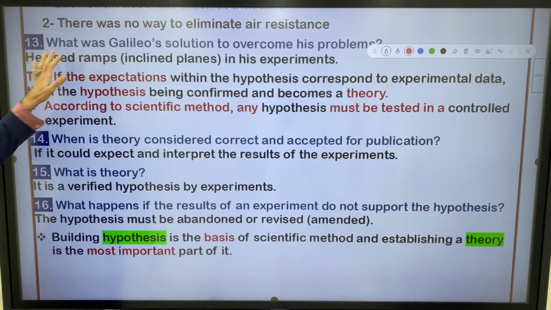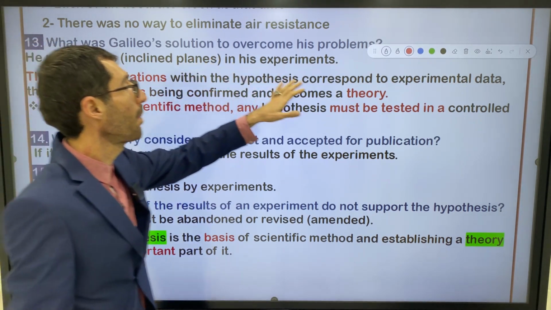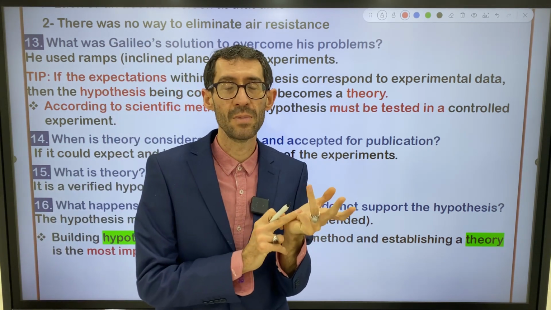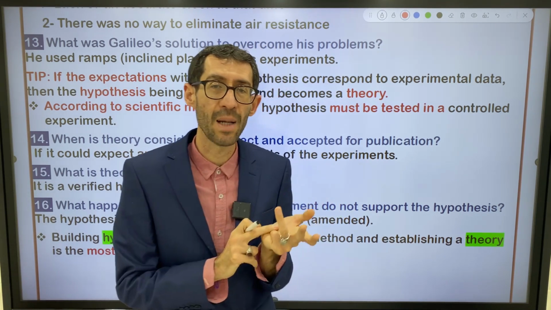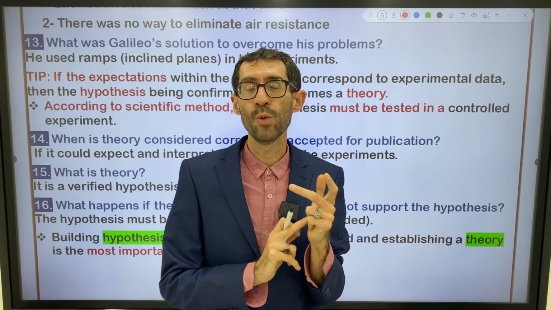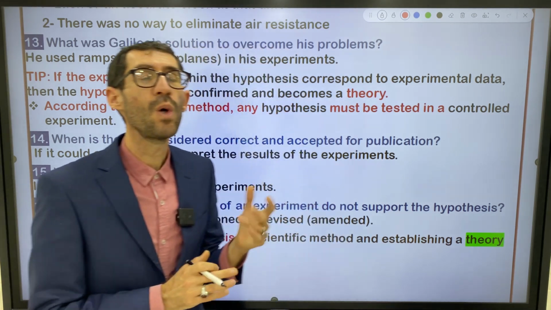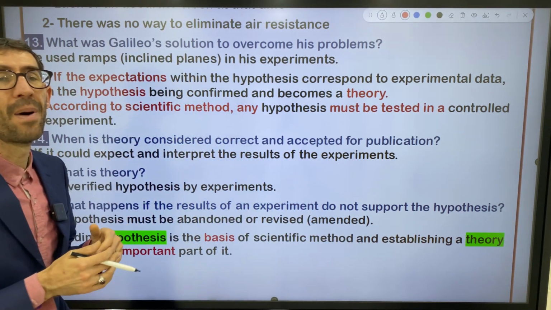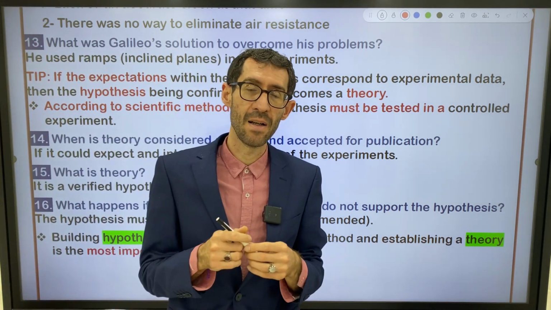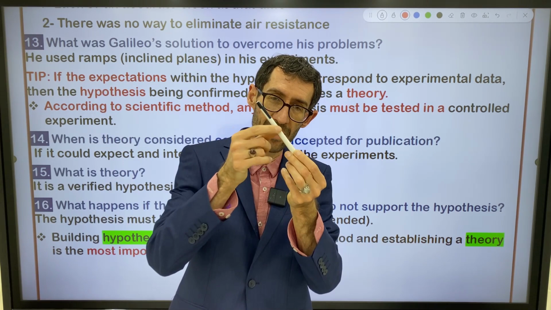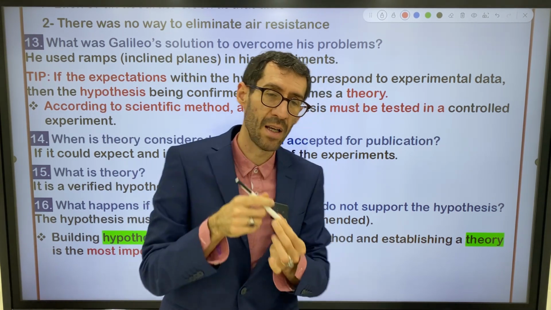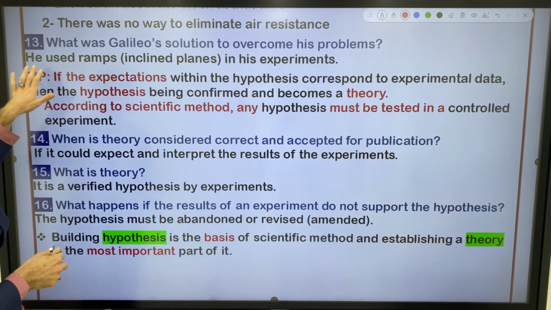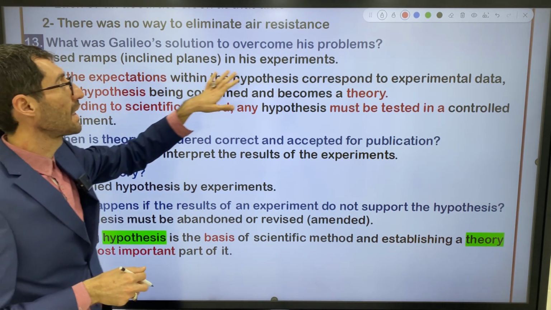About another question: what was Galilei's solution to overcome his problem? I told you about the problems of Galilei. There was no accurate device for measuring time at that time. There was no way to eliminate air resistance. So how did Galilei overcome this problem? By using inclined planes, by using ramps like this. This is an inclined plane. So what was Galilei's solution to overcome his problems? He used ramps or inclined planes in his experiment.